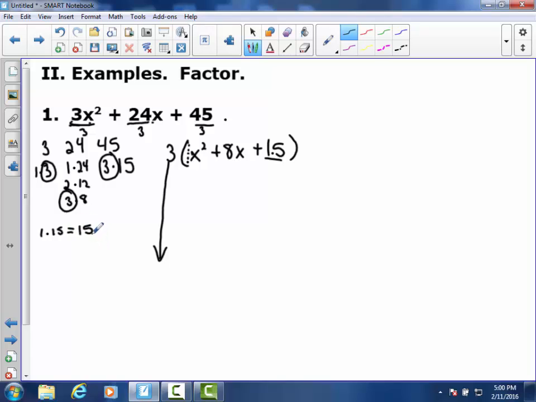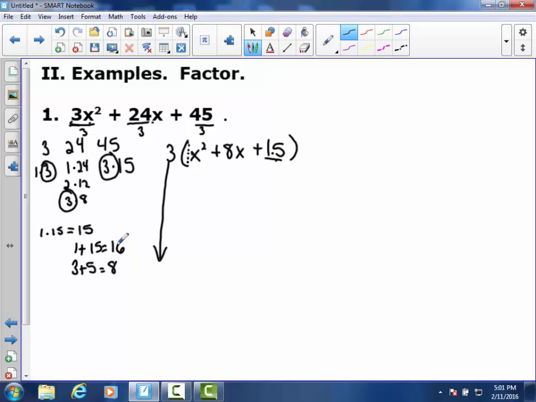Okay, list the factors of the number. So 15's factors, that's 1 times 15. 2 doesn't go. 3 times 5. 4 doesn't go. 5 doesn't go. Okay, check our constant sign. The sign in front of our constant number is a plus sign. So since it's positive, we're going to add their factors together. So we're going to add 1 plus 15, and we get 16. We're going to add 3 plus 5, and we get 8.